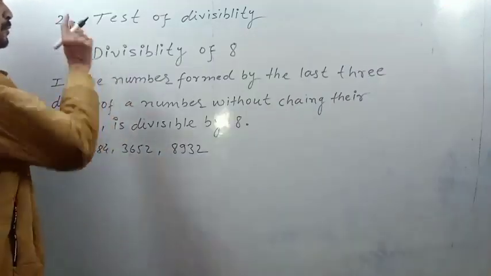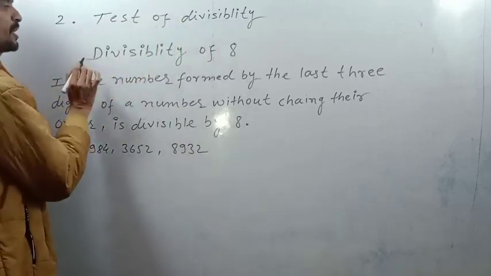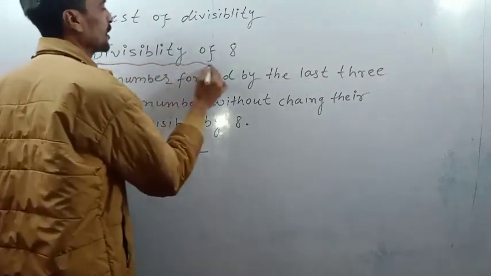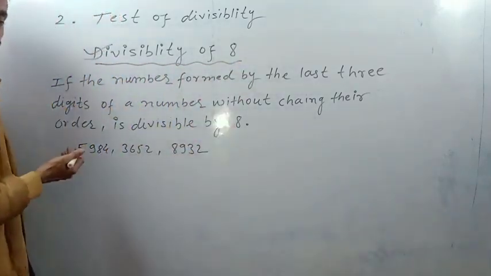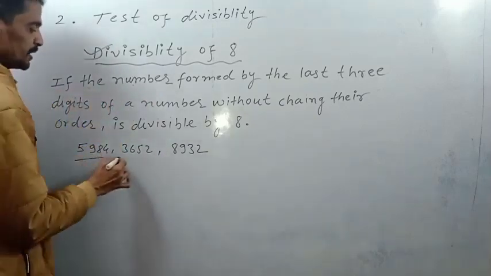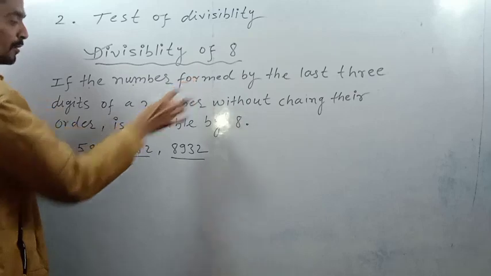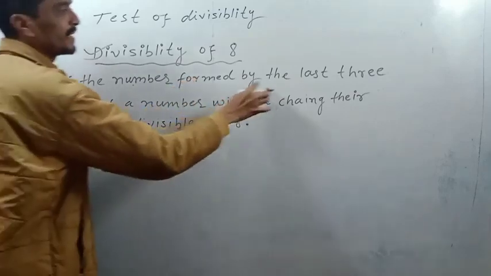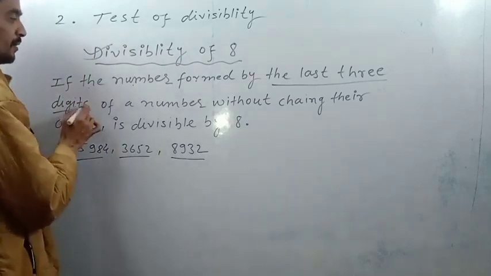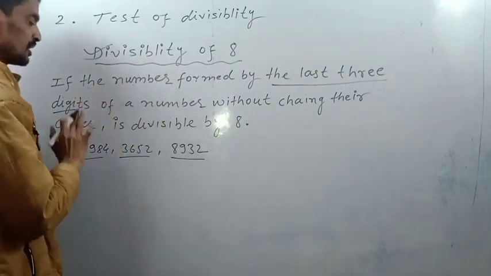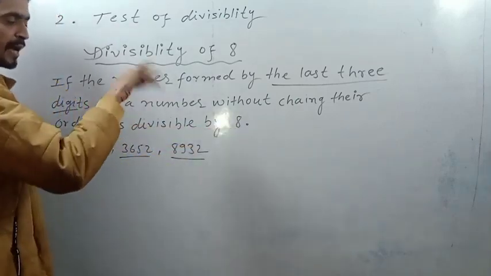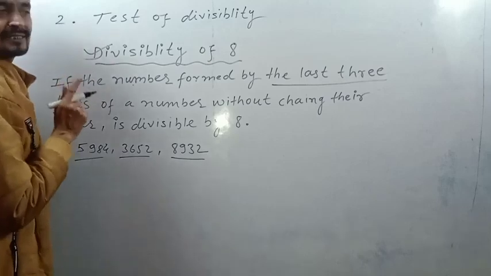In the important point 2, test of divisibility, now we are checking the divisibility of 8. So while we are checking the divisibility of 8, let's see the definition. If the given number formed by the last 3 digits of a number without changing their order is divisible by 8, then the total number is divisible by 8. So what does it say in easy language?